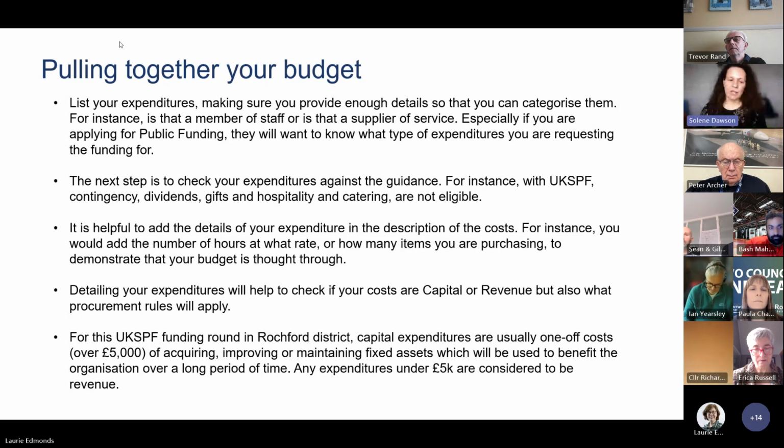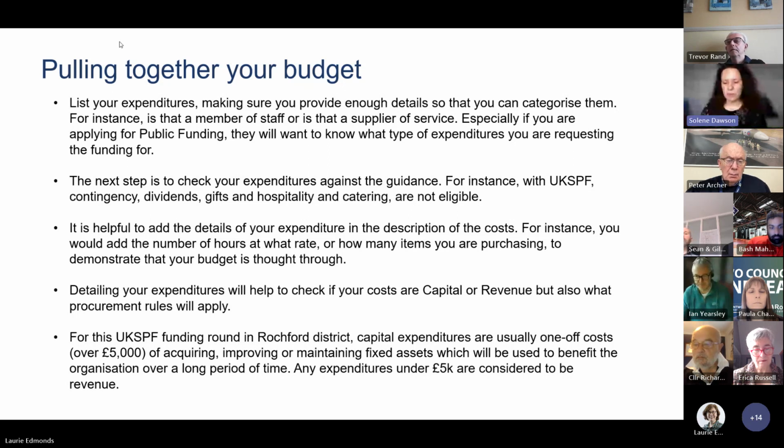So I've already said, if you have a staff member, for instance, you would describe the number of hours, at what rate. If you are purchasing items, for instance, 2 laptops, write down that it is 2 laptops at what cost, not just the total cost. And this demonstrates that you've really thought through your budget.